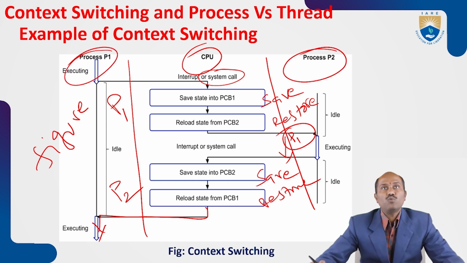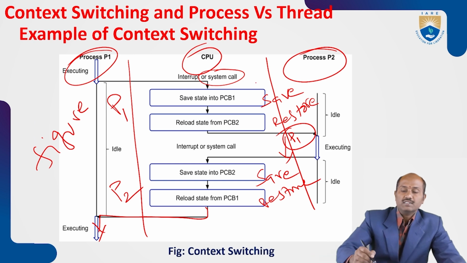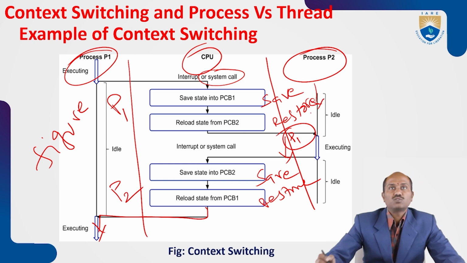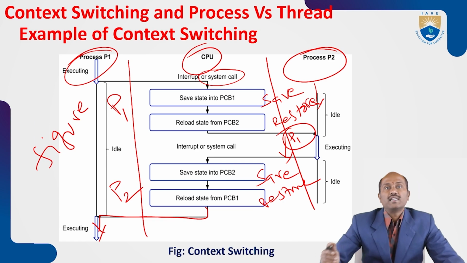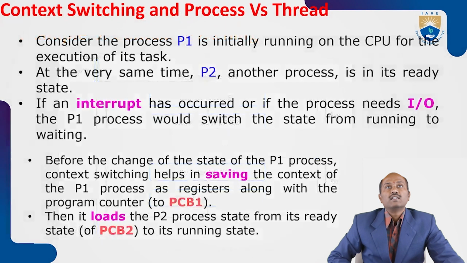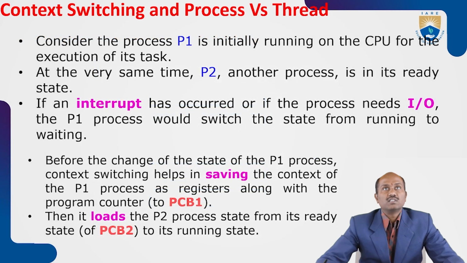Then process 1 starts its execution, and process 2 also starts its execution at the same time. Process 1 and process 2 are executing parallelly. Consider process 1 is initially running on the CPU for the execution of its task.